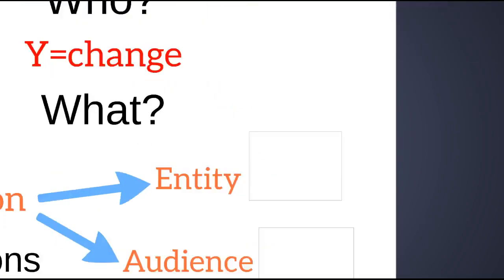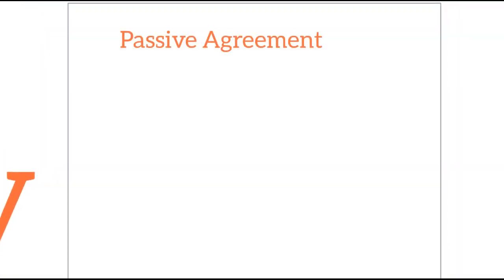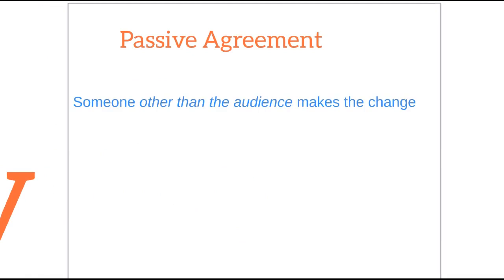So let's talk about these two options. If you have an entity making a change, we call that passive agreement. So this is someone other than the audience that is taking a change of behavior. We consider that passive because the audience is actually just agreeing or disagreeing. They're not actually doing something actively.